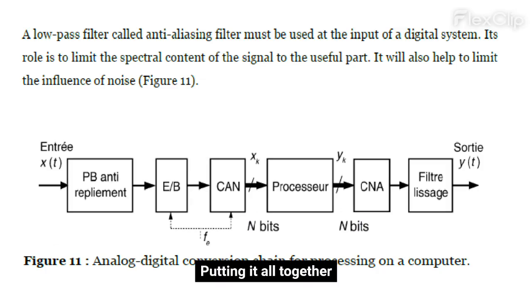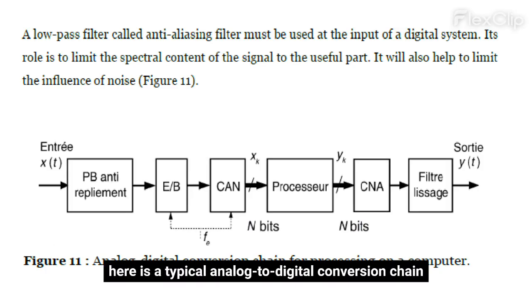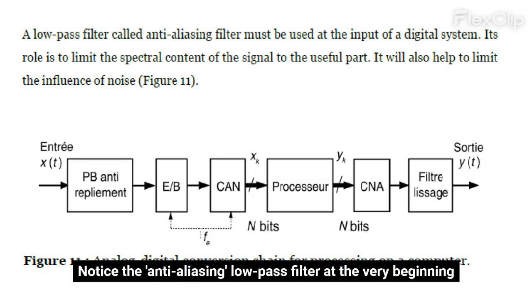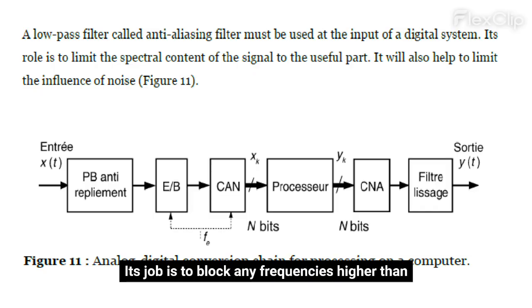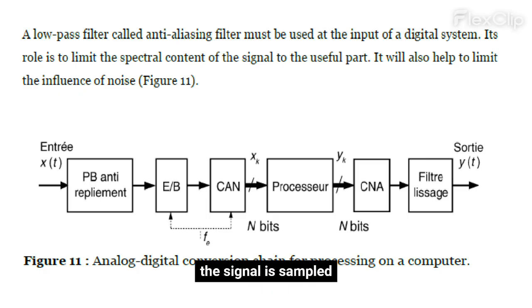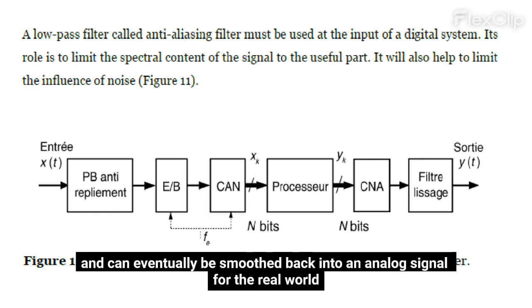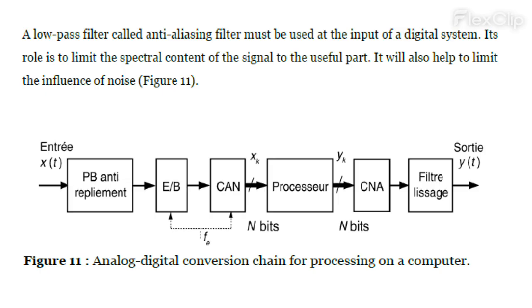Putting it all together, here is a typical analog-to-digital conversion chain. Notice the anti-aliasing low-pass filter at the very beginning. Its job is to block any frequencies higher than half our sampling rate before they can cause aliasing. From there, the signal is sampled, quantified, processed by a computer, and can eventually be smoothed back into an analog signal for the real world.